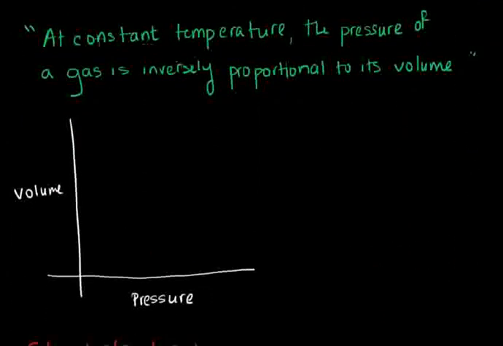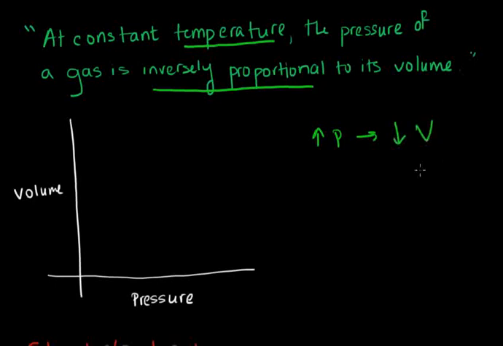We can say that at constant temperature, and this is sort of verbatim what Boyle's law states, at constant temperature, and remember we just defined the lake as being at constant temperature, the pressure of a gas is inversely proportional to its volume. What does this inversely proportional mean? All it means is that when we increase the pressure of a gas, we're going to decrease its volume. So increased pressure leads to a decrease in volume.